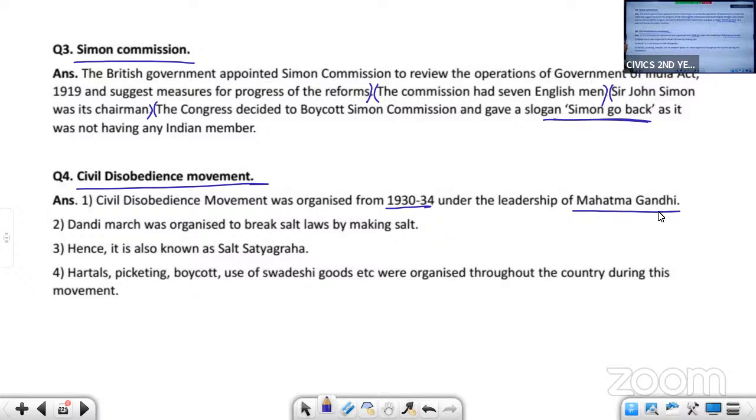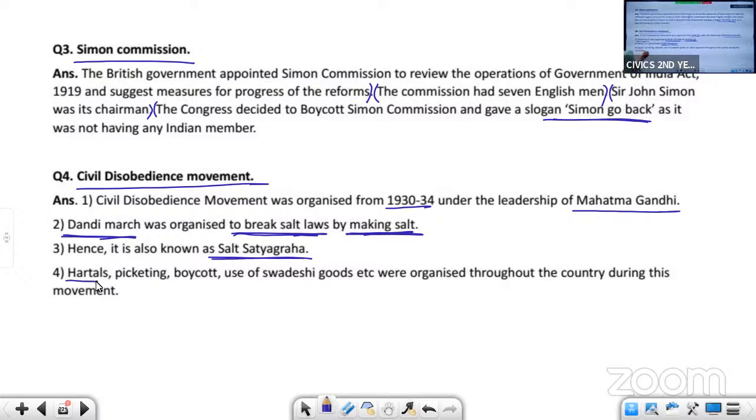So what did Gandhiji do? He organized Dandi March to break salt laws by making salt. See, he went to Dandi village, marching along with his followers. He went to Dandi village and there he made salt. So after making salt, he broke all the salt laws. So this is also known as salt satyagraha.